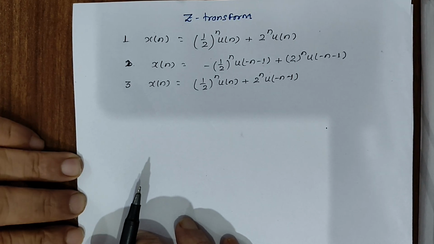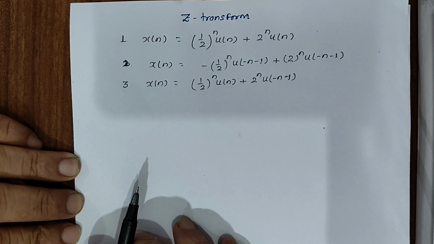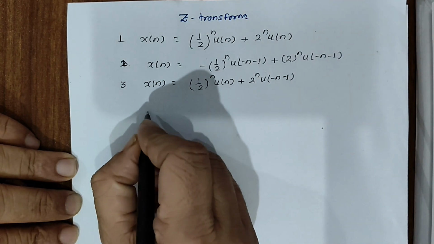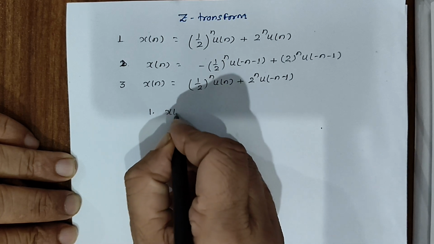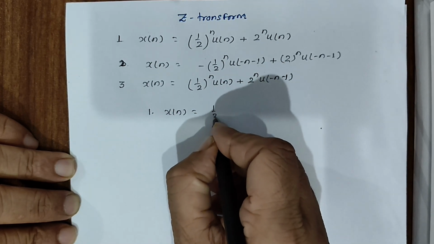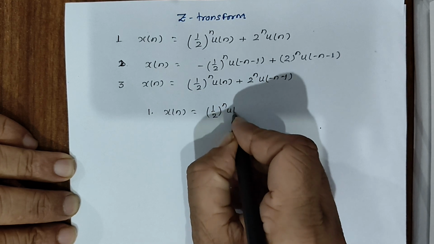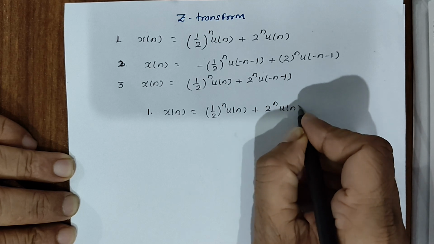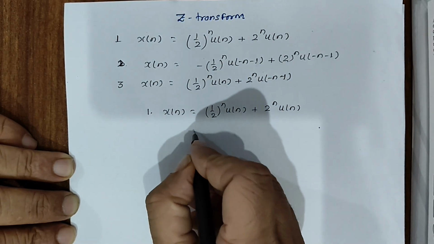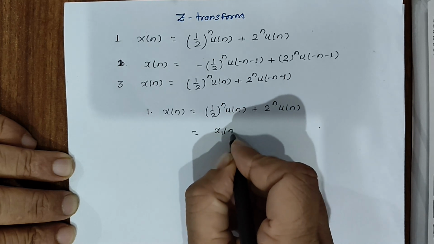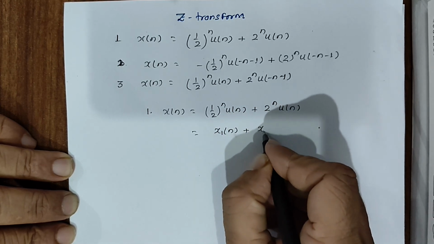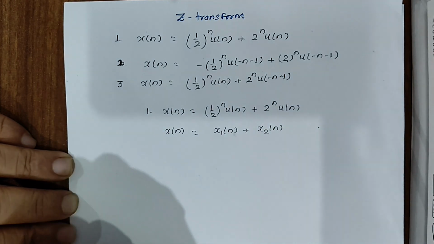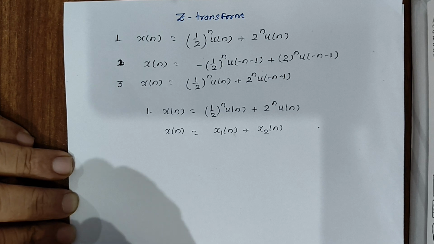In this video, we are going to solve three different kinds of problems using the Z transform. The first one is x of n equal to (1/2)^n u of n plus 2^n u of n. We can write the first part as x1 of n and the second part as x2 of n. So x of n equals x1 of n plus x2 of n.